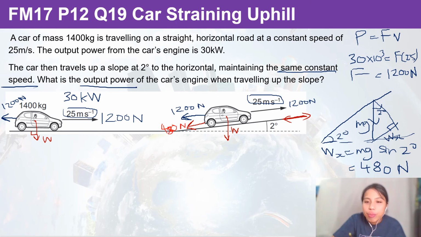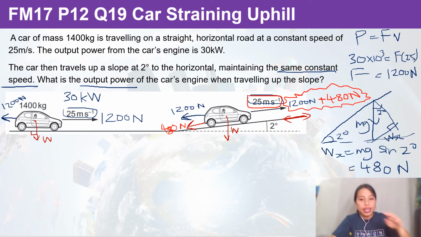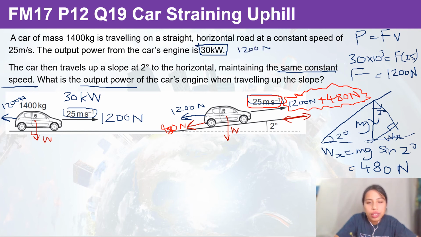Means this has to be 1,200 plus 480 newtons if you want to keep the same speed. So your poor engine now has to crank out this much power to keep going uphill at the same speed. So how can we calculate the power output of the engine? There are two ways to do it. Here's the first way. We already know at first the engine has 30 kilowatts that gives us 1,200 newtons.